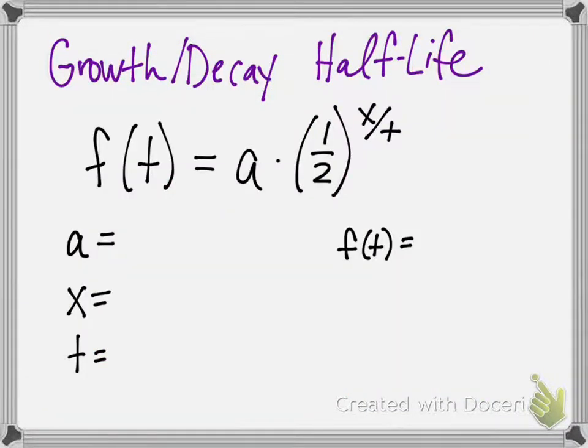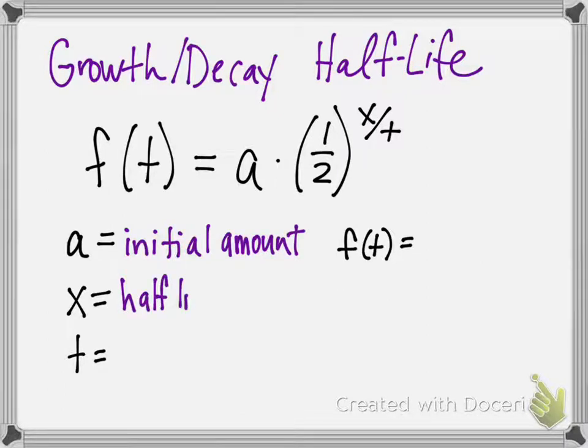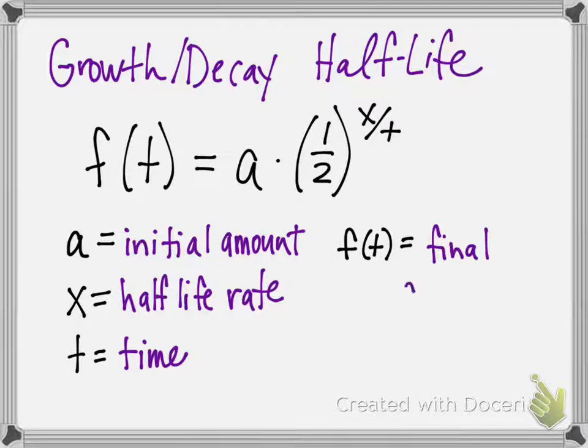The next formula that we'll see is growth and decay half-life. You'll see a few examples discussing what half-life is, and that's just cutting things in half. A is your initial amount. The X represents your half-life rate. T represents your time. And then F of T is going to be your final amount. We'll go through a few examples of that.